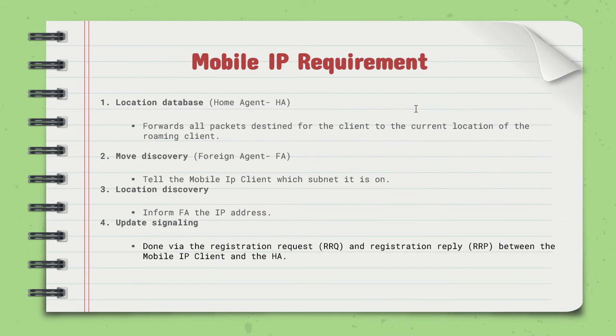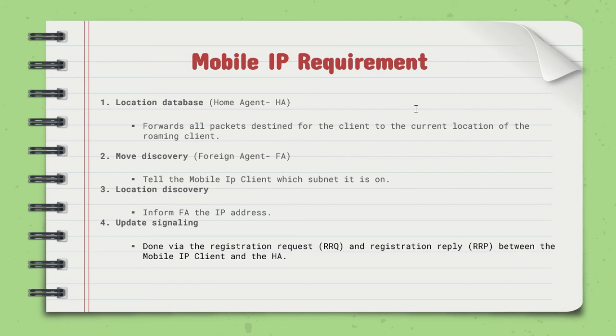Okay, next, mobile IP requirement. There are 5 requirements. First, location database. Home agent HA is the location database. It keeps track of the roaming client and forwards all packets destined for the client to the current location of the roaming client. Second, move discovery.